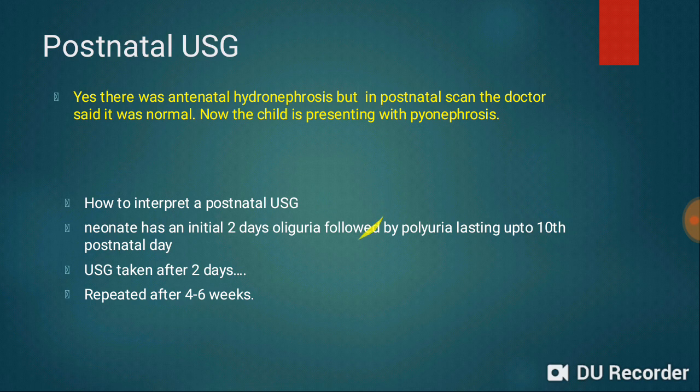A neonate has an initial 2 days of oliguria followed by polyuria lasting up to the 10th postnatal day. So if the USG is taken in the first 2 days, there is oliguria, so even if there is some obstruction or some hydronephrosis, it will not be apparent in the oliguric phase. So postnatal ultrasound is generally taken after 2 days.